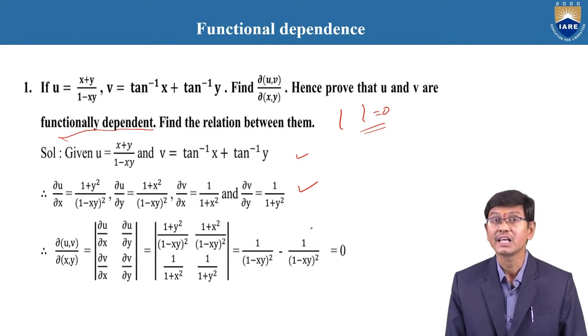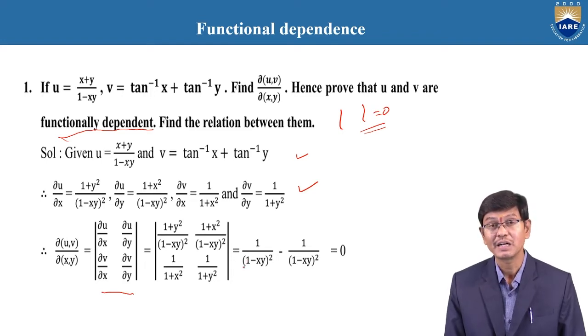After getting these values, we replace them in the determinant condition. dou u by dou x is equal to 1 plus y square by 1 minus xy whole square, and dou u by dou y is equal to 1 plus x square by 1 minus xy whole square, which we already completed. And dou v by dou x is 1 by 1 plus x square, and dou v by dou y is 1 by 1 plus y square.